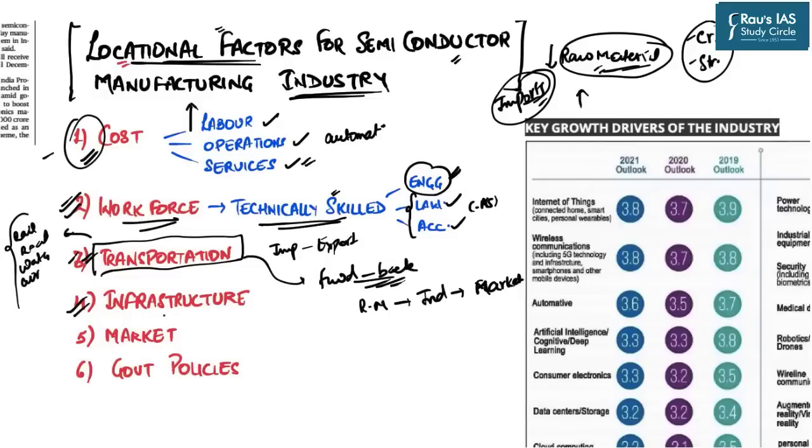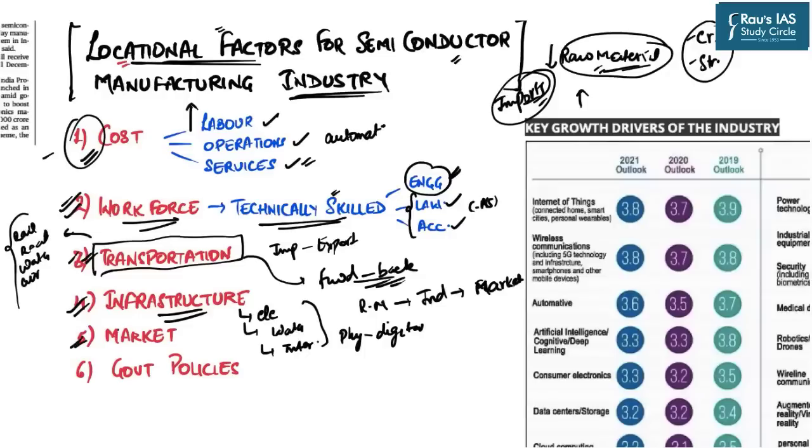Next, come down to the infrastructure. Now this infrastructure point is also very important. Infrastructure in terms of electricity, water, internet access, etc. All such types of physical as well as digital infrastructure is required for these industries.